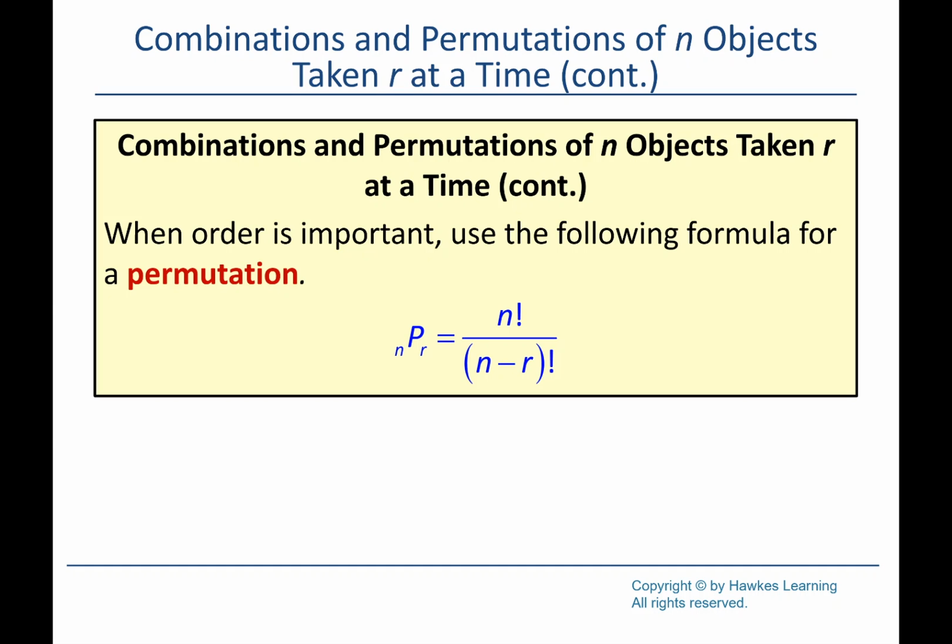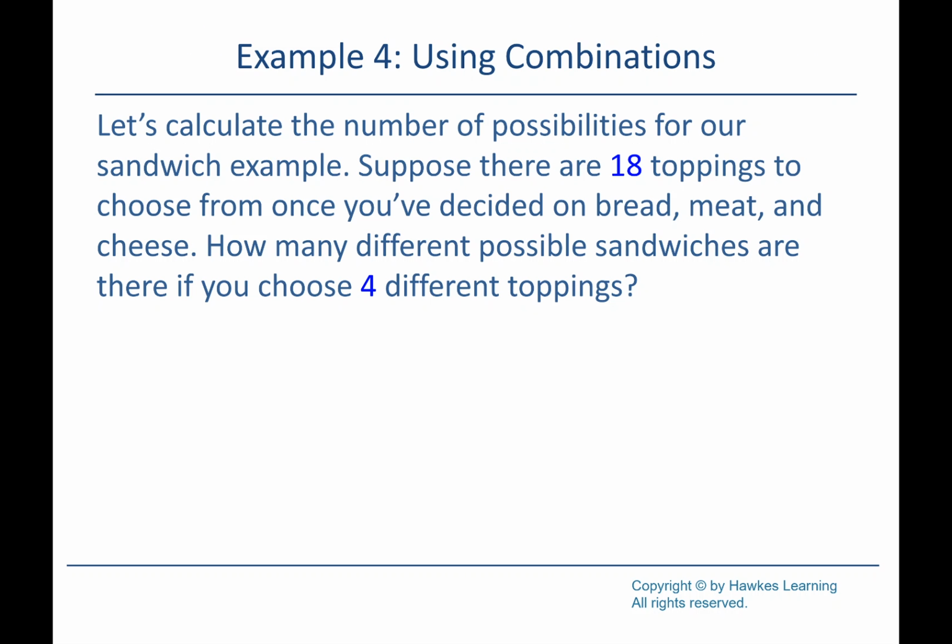Well, let's look. This example reference is something the book must talk about. I'm talking about a sandwich. It says, suppose there are 18 toppings to choose from. Once we've picked the bread, meat, and cheese, how many different possible sandwiches are there if you choose 4 toppings? So here the thing we care about is there's 18 possible toppings for a sandwich. We're going to choose 4. We want to know how many different sandwiches we can make.